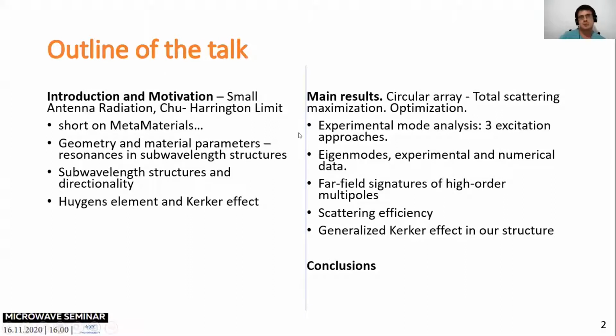The outline of the talk will be divided into three main parts: introduction, main results, and conclusions. In the introduction, we will quickly discuss the difficulties of small antenna radiation and small particle scattering, how metamaterials help us, how geometrical parameters of these complex structures can enhance the radiation from small antennas, and the directionality from small particles, how current science deals with that problematics, what the Huygens element and Kirchhoff effect are, and how it is all related to the main part of my talk, which is this circular array of wires.